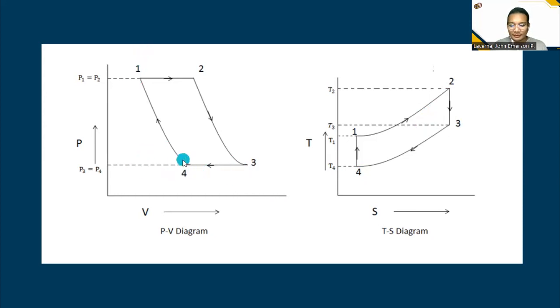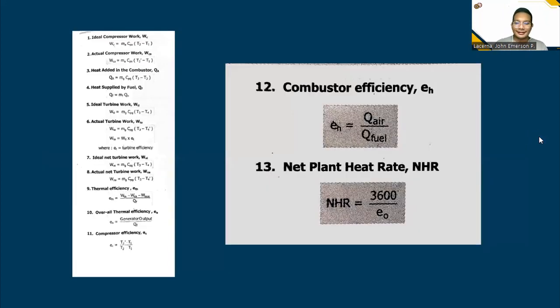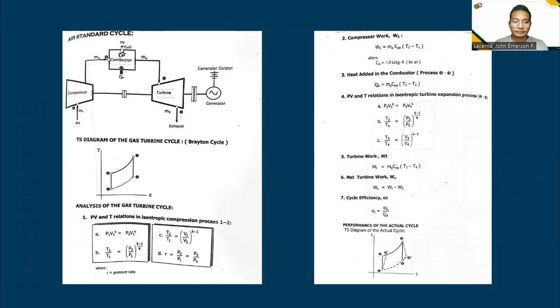Ayan. Okay. At sa TS diagram naman natin, the entropy remains constant from 4 to 1. And the temperature increases naman from 4 papunta sa temperature 1, the initial temperature of the gas. It means the gas attains its initial temperature. Bumalik siya sa dati niya.